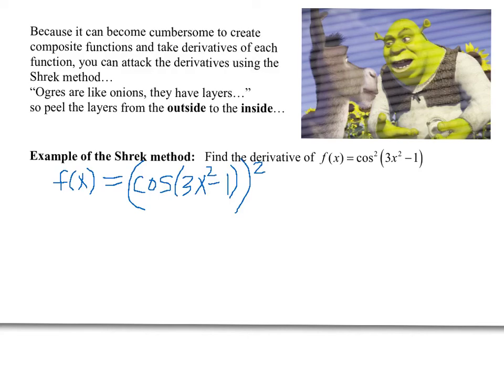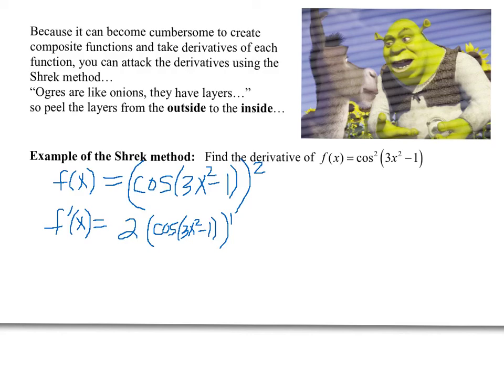And now what you're going to do is think of this as a layered onion. And your outer layer, the outermost thing that's being done, is a square. You've got something being raised to the second power. Well, apply the power rule then. f prime of x. Okay, so if you have something being squared, you would bring down the 2, and then you would subtract 1 from the power. Well, what was being raised to that 2? Cosine of 3x squared minus 1 was being raised to the second power. So that's what goes back inside. Okay, so that's the outer layer derivative.